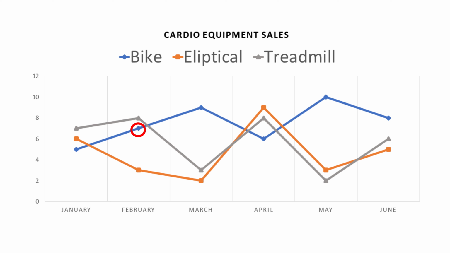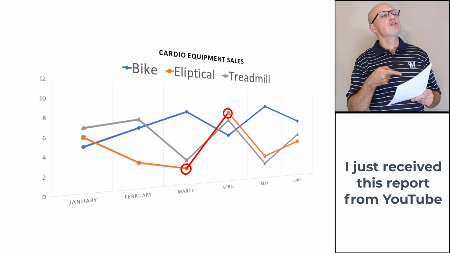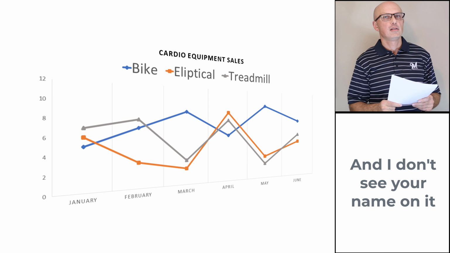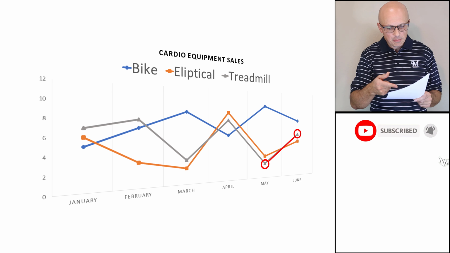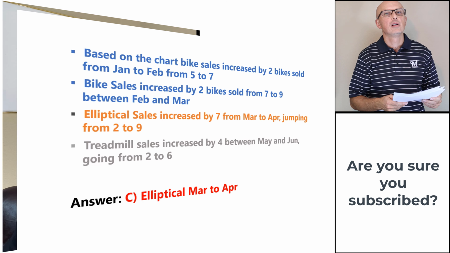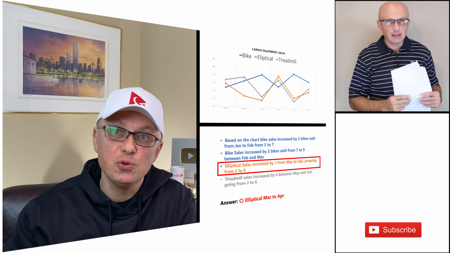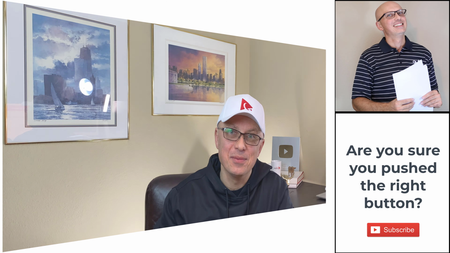Bike sales also increased by 2, from 7 to 9, between February and March. Elliptical sales, on the other hand, increased by 7 from March to April, jumping from 2 to 9. And treadmill sales increased by 4 between May and June, going up from 2 to 6. So the correct answer here is choice C, elliptical sales from March to April, because the jump was by 7, from 2 to 9. Hopefully you've nailed this question and now know how to answer similar problems on the test.